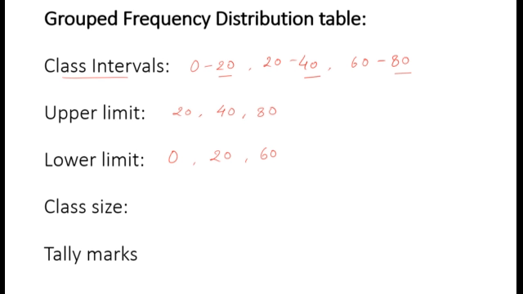Then comes the size of the class. Obviously, when we have a class, there would be some size. For this, we have the formula, that is upper limit minus lower limit.